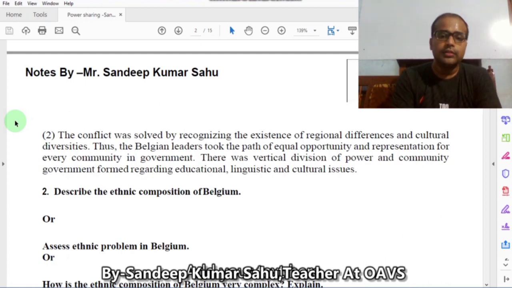Thus there was a vertical division of power, and a community government was formed regarding educational, linguistic and cultural issues. There is a vertical division of power between all organs of the government, and they also constituted a community government. So what is the power within the community government? The community government has power regarding educational rights, linguistic rights and cultural issues. So their community government could preserve their own languages.